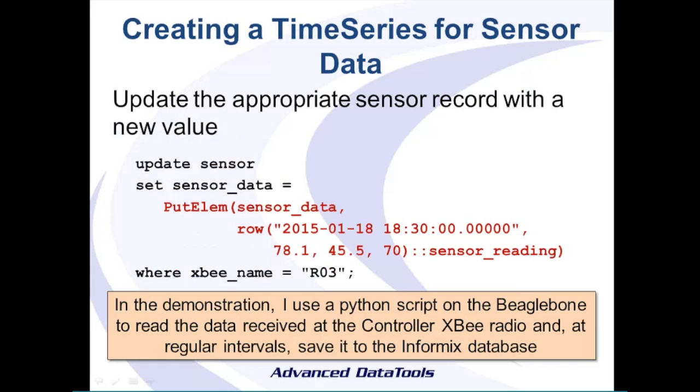So I included this here. In the demonstration that I showed last week, and the script I'm running now, it's a Python script. It's running simply on the Beaglebone, and every time I get a data value, I store it in an array, and then at regular intervals, I dump that array into the database. And this is exactly the same update that I'm using.